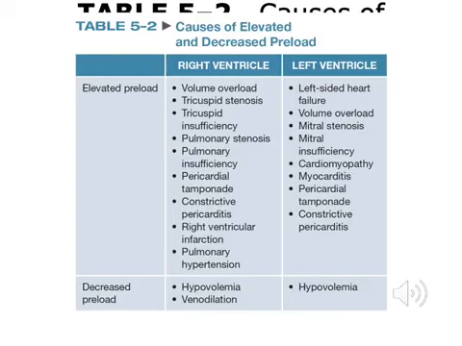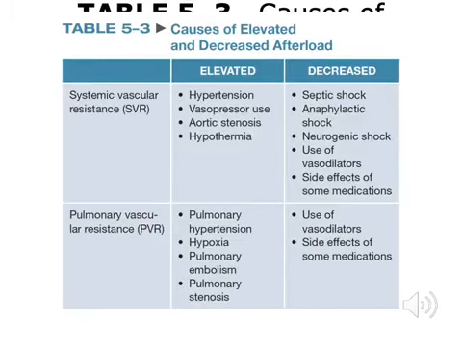الفاكتور that could decrease the preload هو الهايبوفوليميا والفينودايليشن، لانه الفينودايليشنز بتساعد انه تقلل الفوليوم blood volume، فبالتالي بتعمل decrease للبريلود. In this nice table كمان you will see the common factor that could affect the systematic vascular resistant or pulmonic vascular resistant. فعندنا مثلا hypertension, الvasopressors, aortic stenosis, الhypothermia, all these factors will elevate اللي هو systematic vascular resistant.